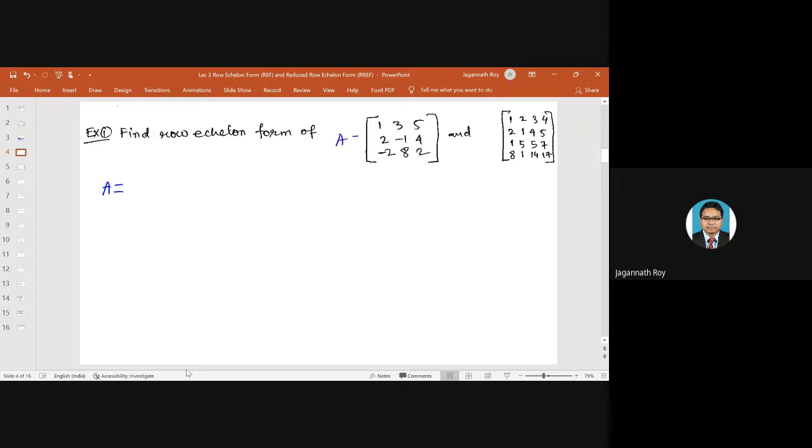Then it is 1, 3, and then 5. So 2, minus 1, and 4. Then minus 2, then 8, and then 2. Okay. So we will do row operations, elementary row operations, either E1 or E2 or E3. We will apply any one of them.